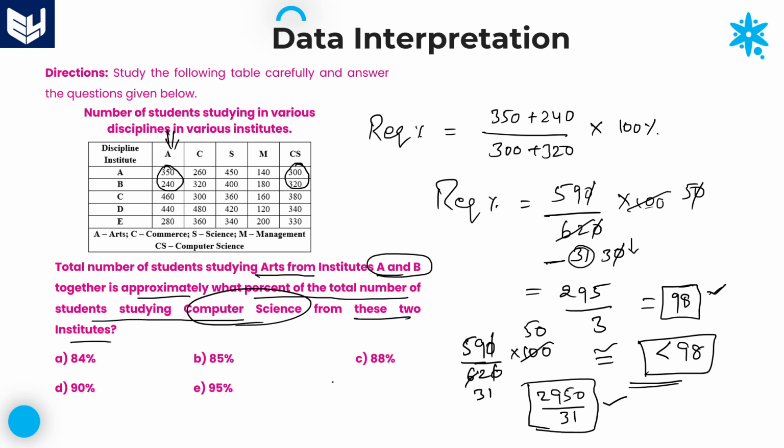Among the given options, option E satisfies this particular relation, less than 98 and close to 98, which is 95. That is the required answer, option E.